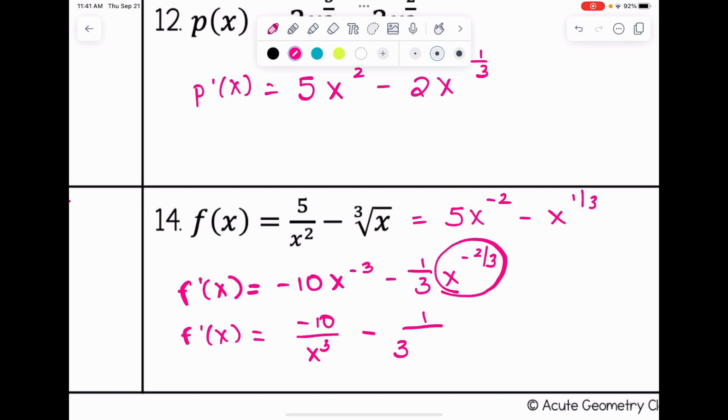And now let's talk about this x to the negative 2/3. I don't want to just make it x to the positive 2/3 in the denominator. I also want to keep the radical format. So this is really the cube root of x squared. Remember that this is the power over the root, and that's how we can put it back in the radical format.